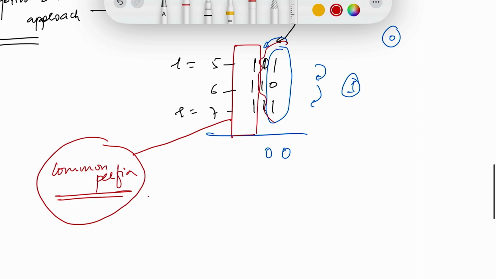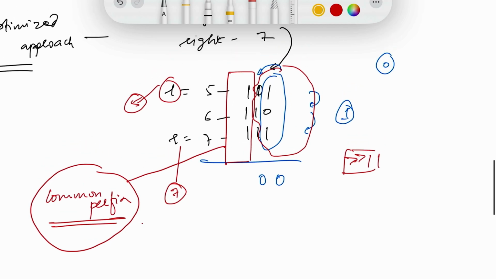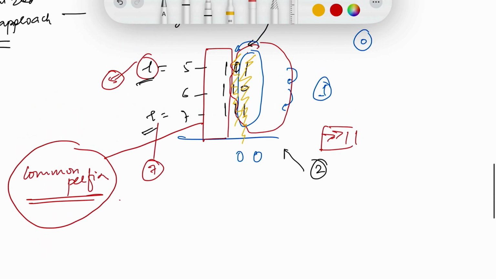We have to somehow get rid of these values. Our left is 5 at the start, and right is 7 at the start. So if I do the right shift, will I be able to achieve this common prefix? Yeah, right. If I'm doing one right shift, it means I'm discarding the first column. If I do one right shift again, I'm discarding one more column. After right shifting 2 times, for this example, our left and right values become equal.